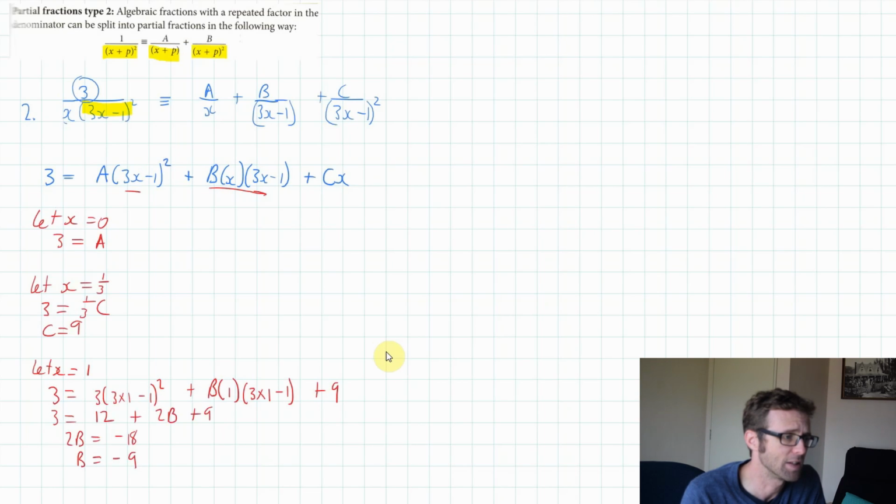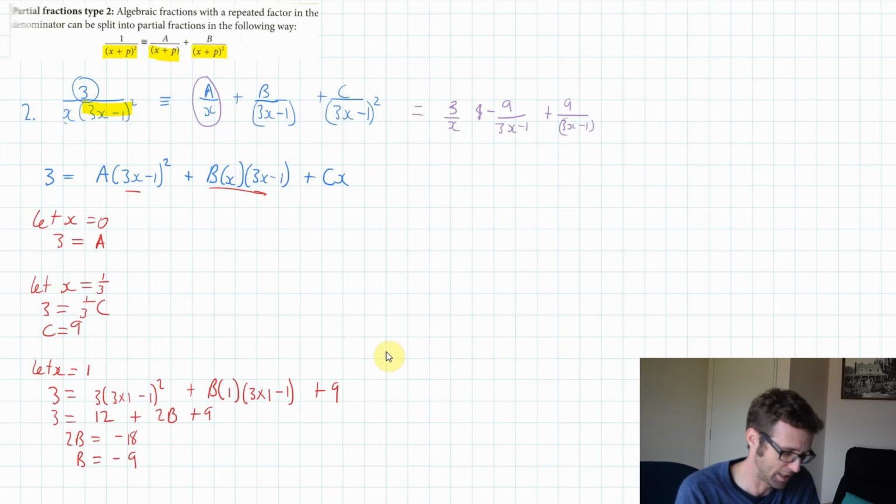Now we can write this as partial fractions. So I'm going to have a over x, so that's going to be 3 over x. B is negative 9, so instead of a plus I'll have minus 9 over 3x minus 1. And then c is plus 9, so it's plus 9 over 3x minus 1 all squared. And that is my answer to this one.